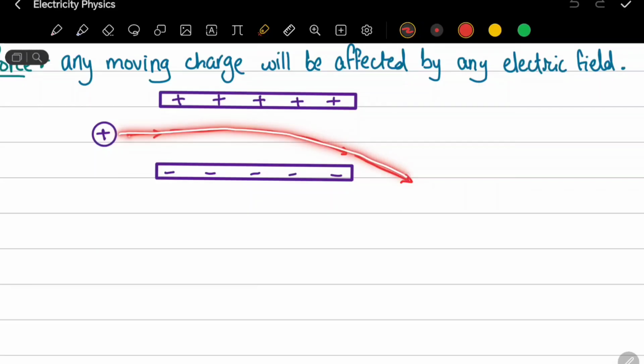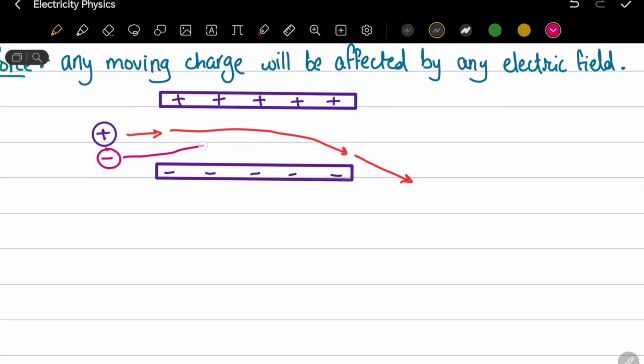But otherwise, if we had a negative charge, then what will happen to this negative charge is that it's going to be attracted upwards instead of downwards. What's the reason? It's because we know that like charges repel and unlike charges attract.